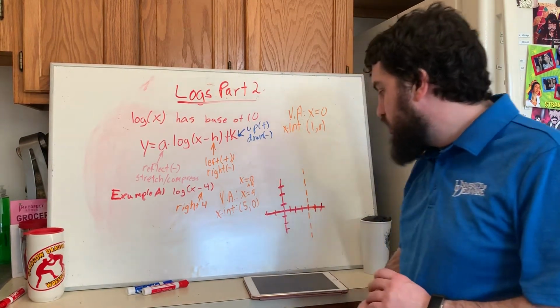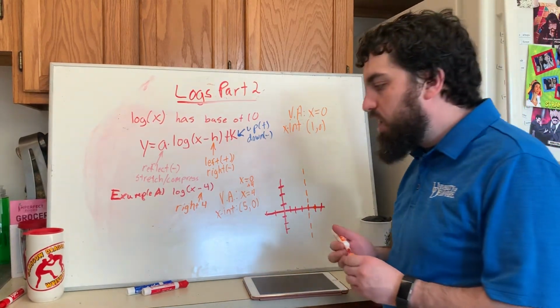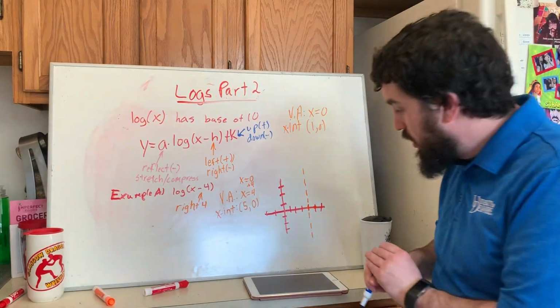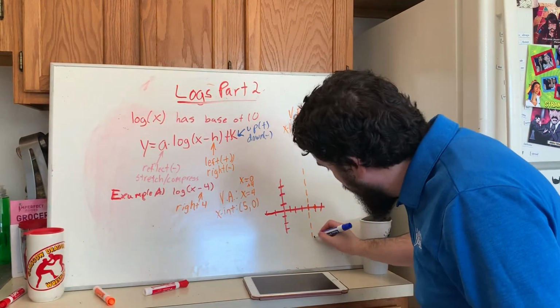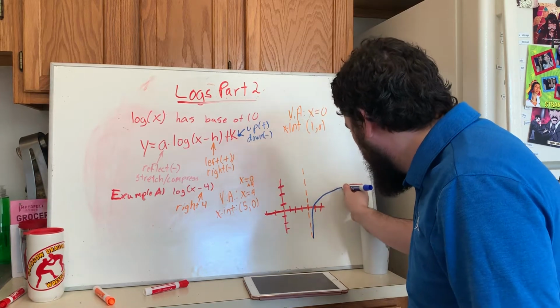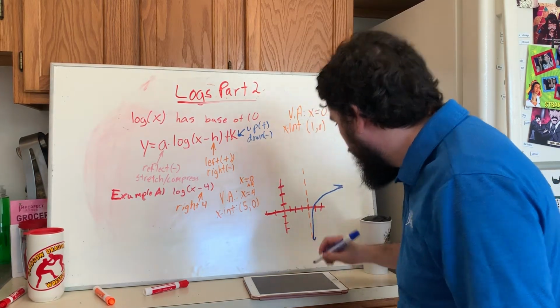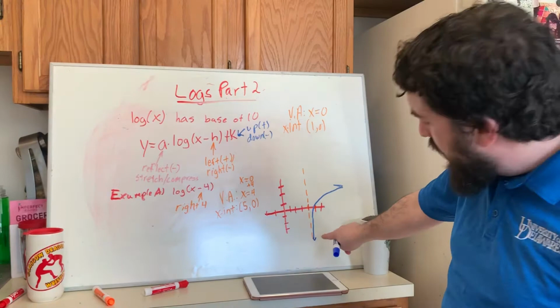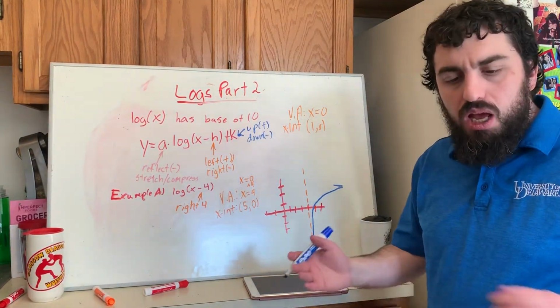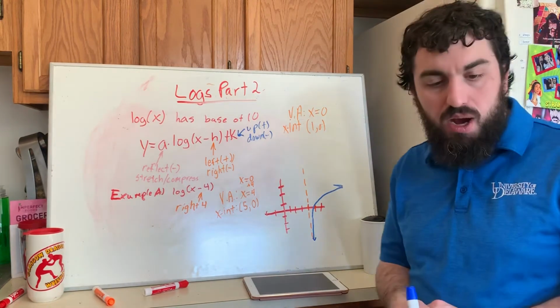5, 0. Now that I have my asymptote and my point, I want to carefully move along the asymptote up to the point and turn here. Never cross the asymptote, but you want to get really, really close to it. And that's the sketch of this graph.